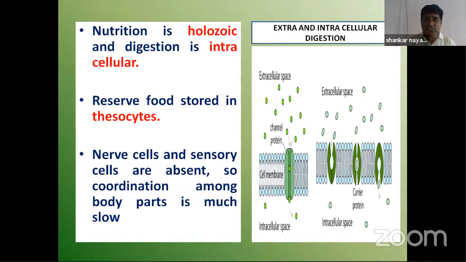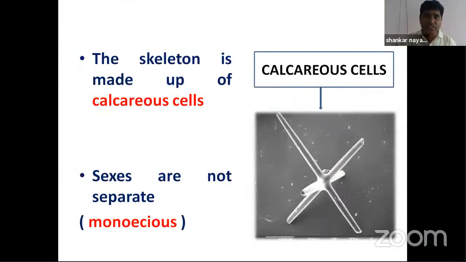And nerve cells and sensory cells are absent in these animals. Tissues are not formed, and nerve cells and sensory cells are absent. As nerve and sensory cells are absent, the coordination among body parts is much slower, because of the lack of nerve cells and sensory cells.